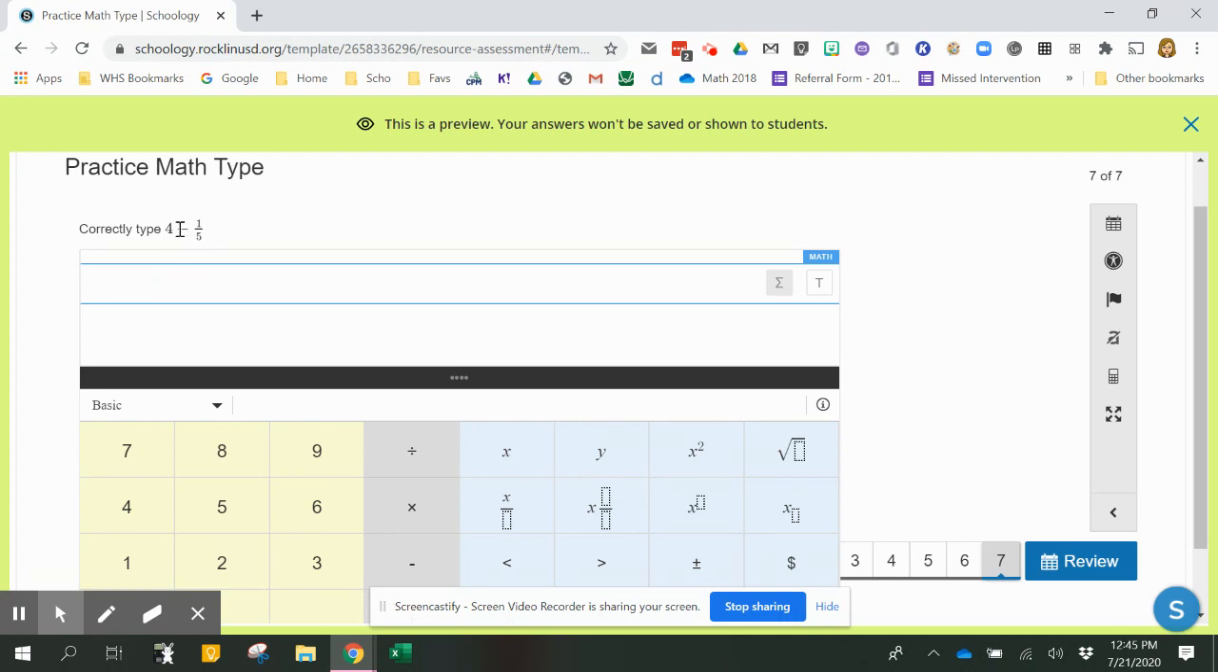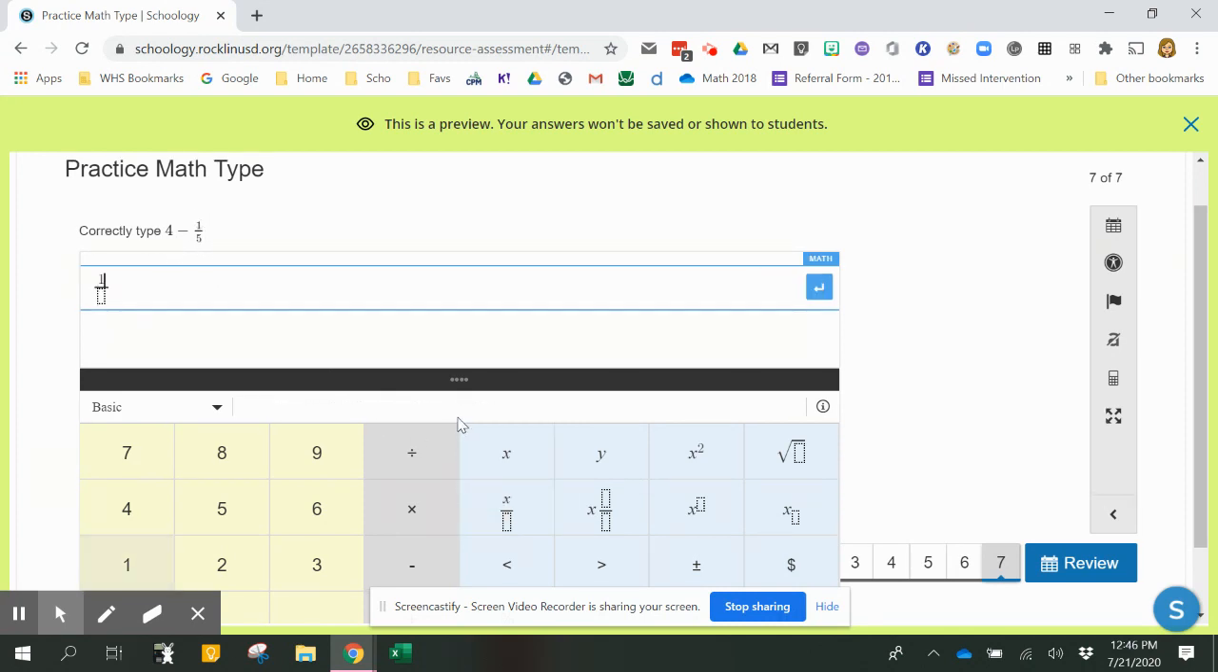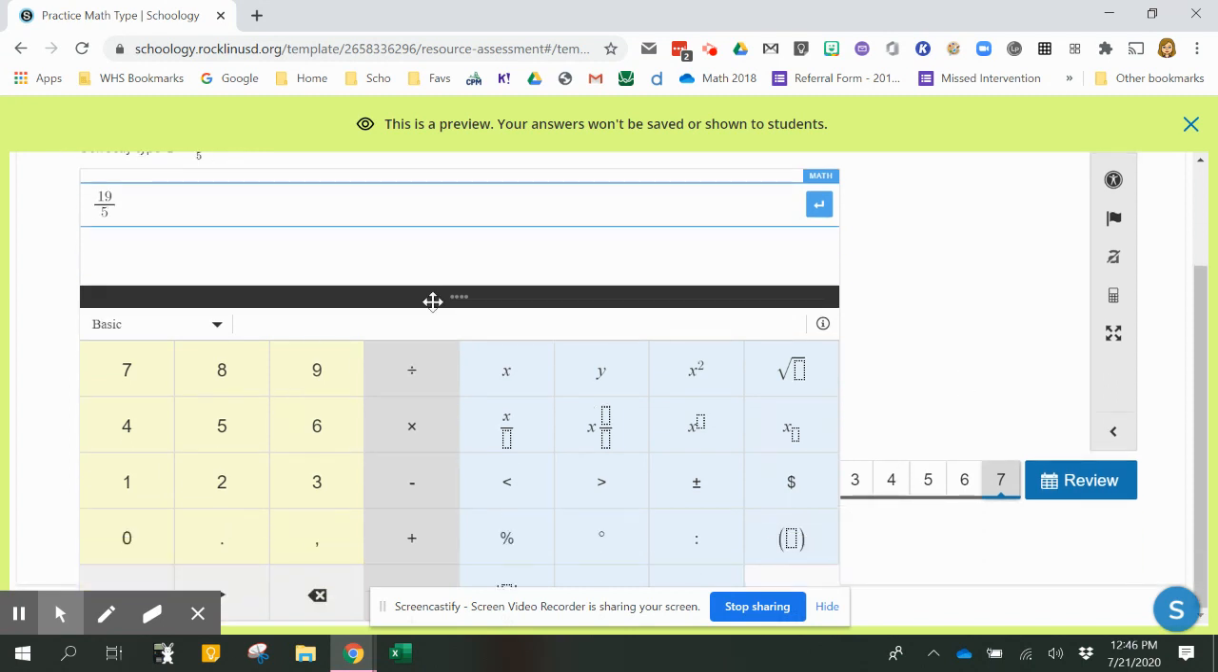So this is 4 over 1. I would need a common denominator, so times 5 on top, times 5 on the bottom. That'd be 20 over 5 minus 1 over 5. It's going to give me a fraction, 19 over 5. So make sure you finish the problem before you type it into the solution. So this is just an introduction to your basic math keyboard.